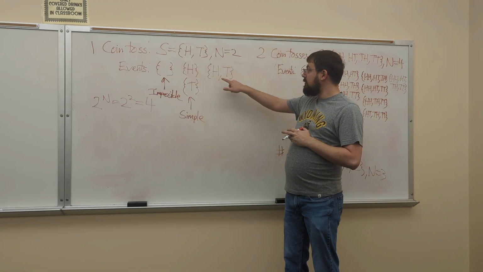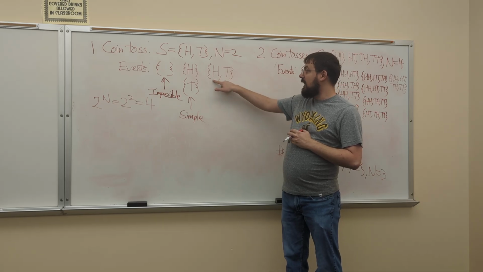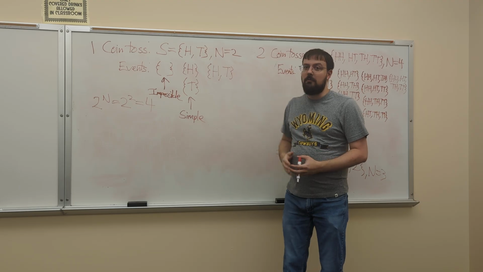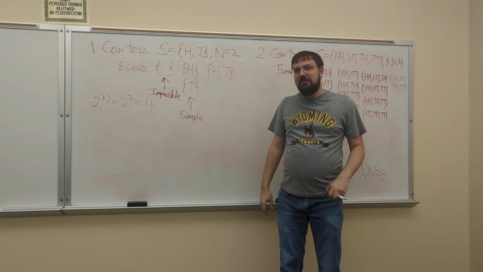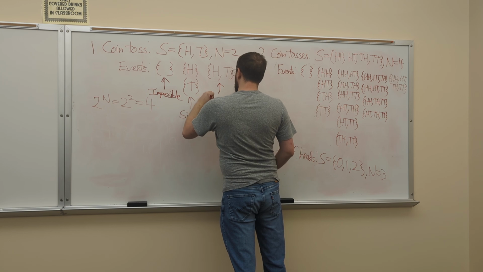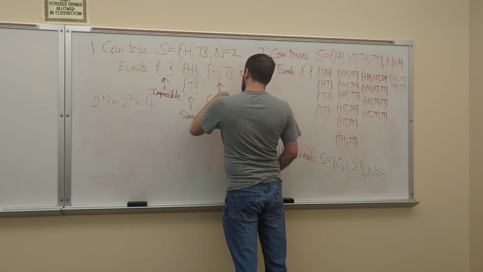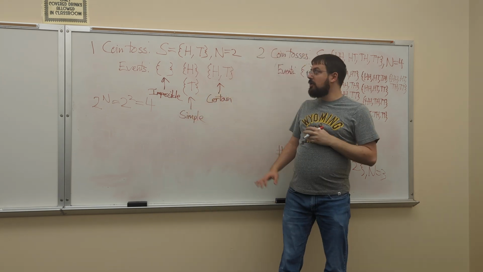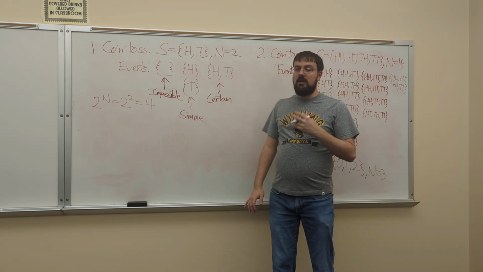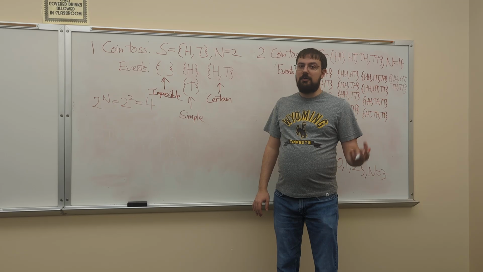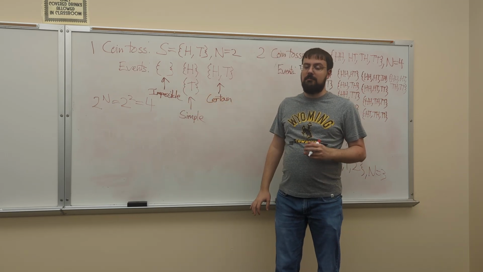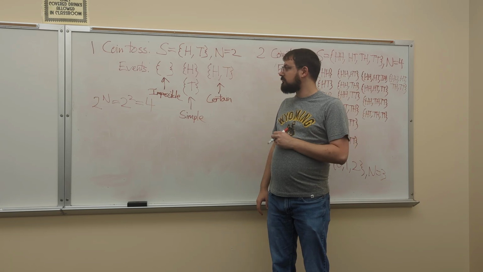And then finally, we have this last event, heads or tails. So this basically is just saying we flip a coin and something happens. So we call this the certain event. The certain event includes all possible outcomes of a sample space, and it's always going to have a 100% probability, versus the impossible event, which is always going to have a 0% probability.